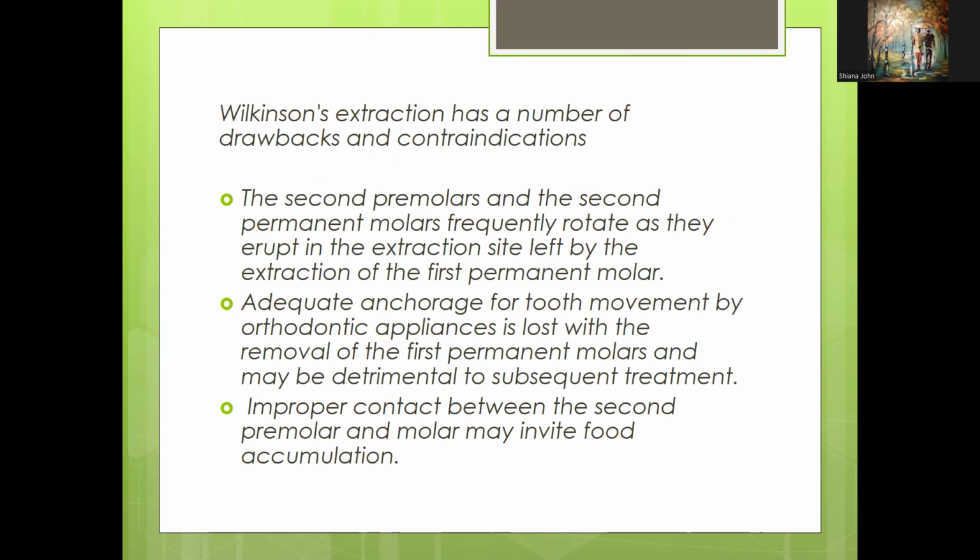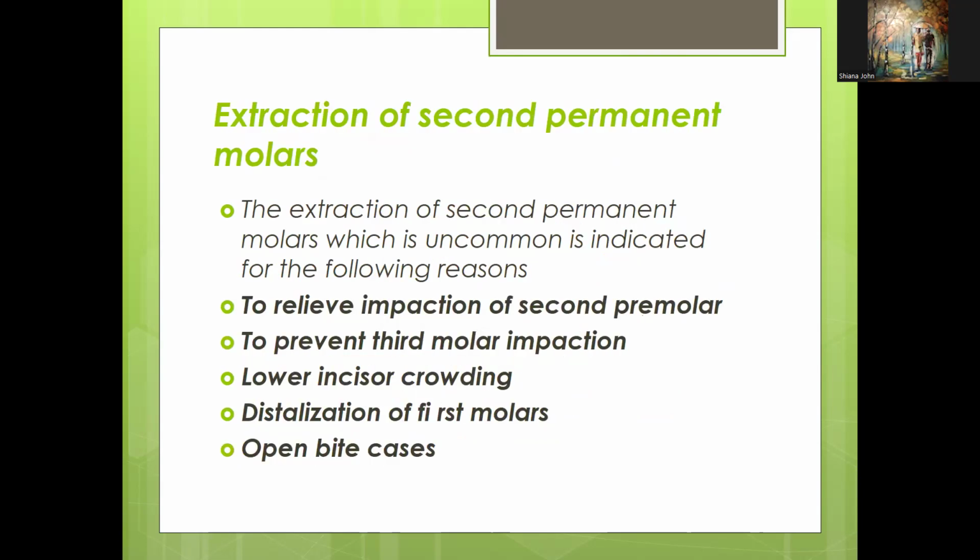Wilkinson's extraction has a number of drawbacks and contraindications. The second premolars and the second permanent molars frequently rotate as they erupt in the extraction site left by the extraction of the first permanent molar. Adequate anchorage for tooth movement by orthodontic appliances is lost with the removal of first permanent molars. Improper contact between the second premolar and the molar may invite food accumulation.